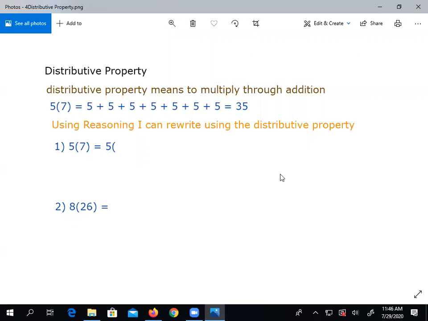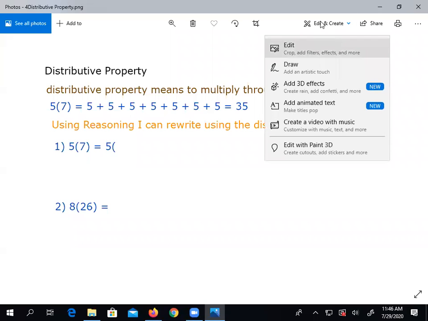So the distributive property, let me get my pen working again.